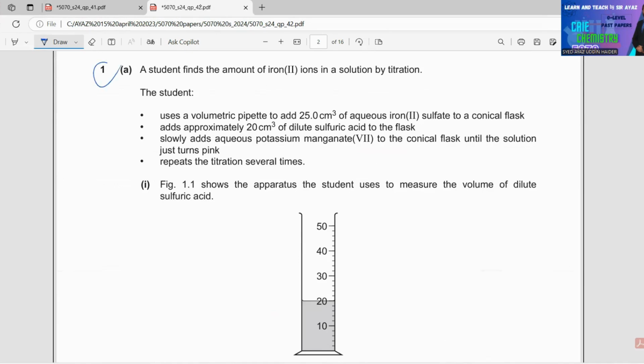Here's question number 1. A student finds the amount of iron 2 ions in a solution by titration. The student uses a volumetric pipette to add 25 cm³ of aqueous iron 2 sulfate to a conical flask, adds approximately 20 cm³ of dilute sulfuric acid to the flask, slowly adds aqueous potassium manganate 7 to the conical flask until the solution just turns pink. Repeats the titration several times. Part a 1. Figure 1.1 shows the apparatus the student uses to measure the volume of dilute sulfuric acid.